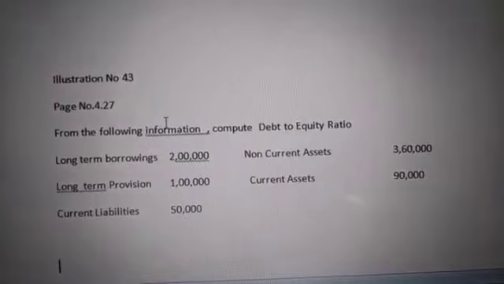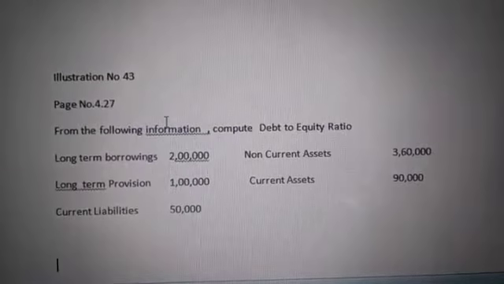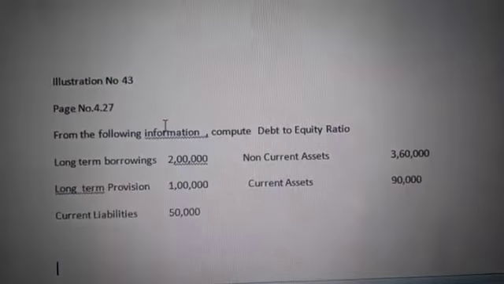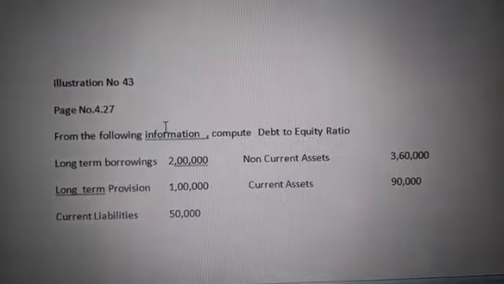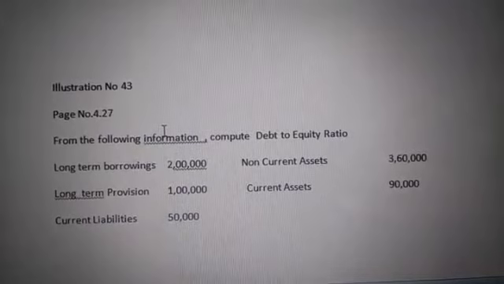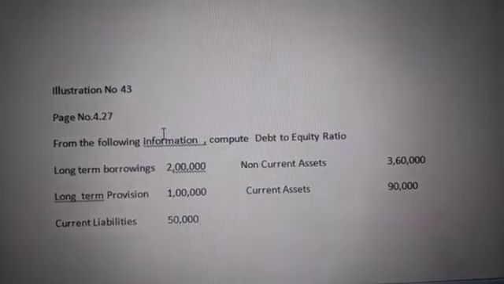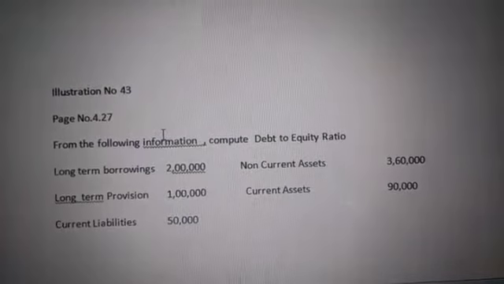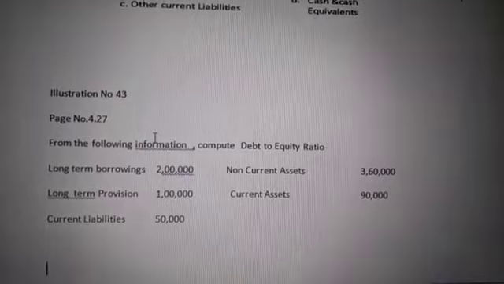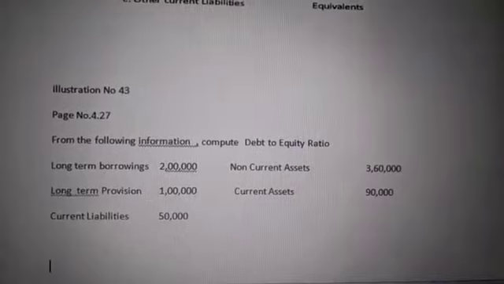So now, the question in front of us. The question is totally from your T.S. Grewal, page number 4.27, illustration number 14.3, based on debt equity ratio. The question says, from the following information, compute debt to equity ratio. Here long term borrowing is given as 2 lakh rupees, long term provision is given. I am pointing it out.